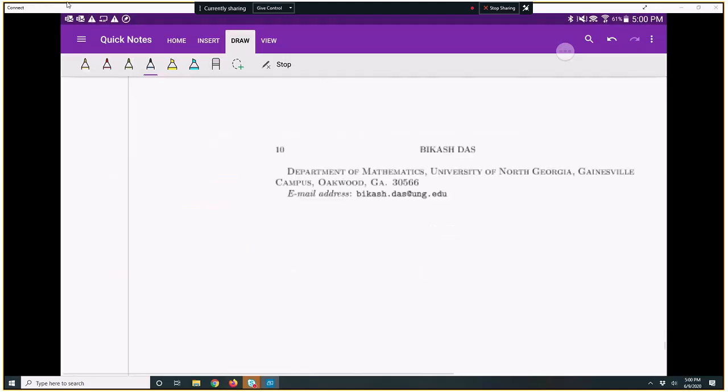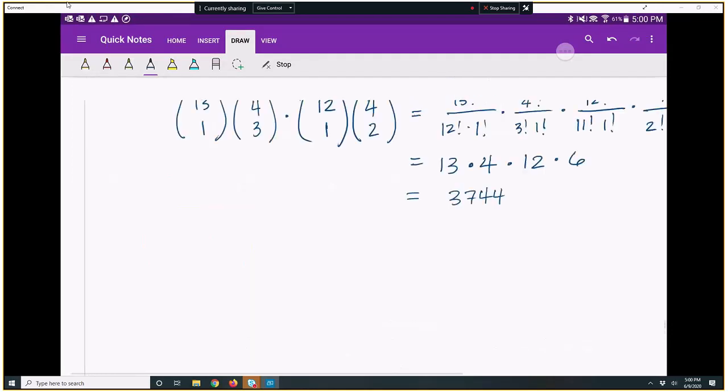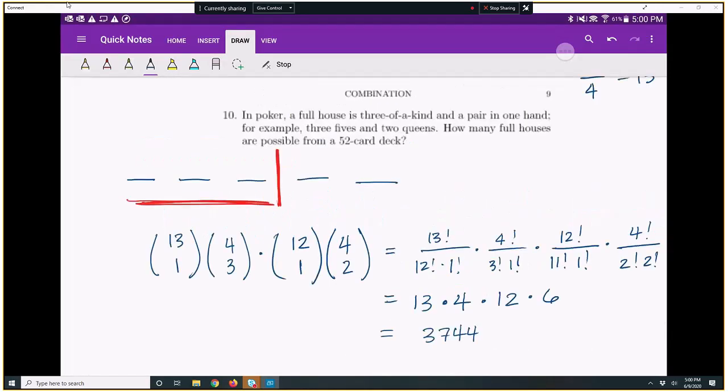And that is the final example in this lesson on combinations. So we'll have one more lesson in our module on counting, and then we'll move on to the next module.